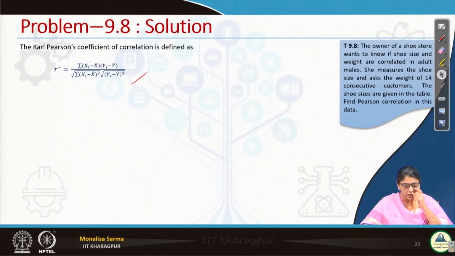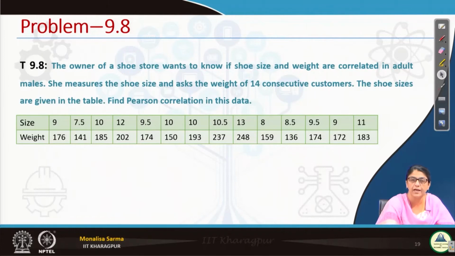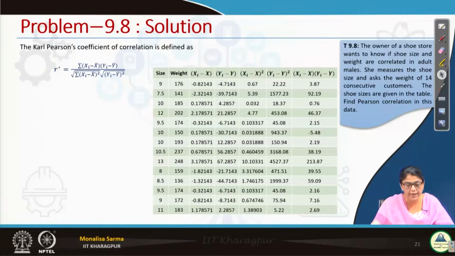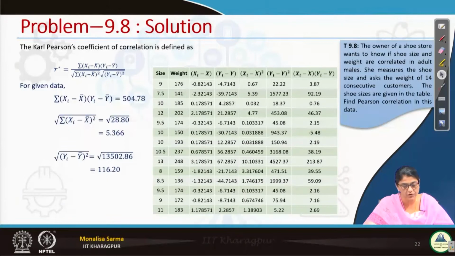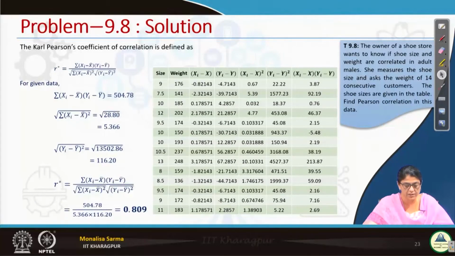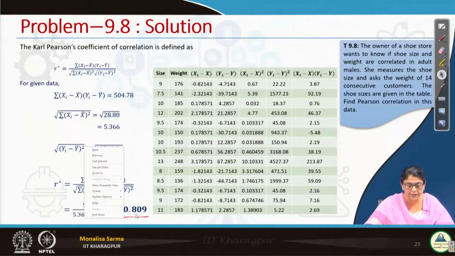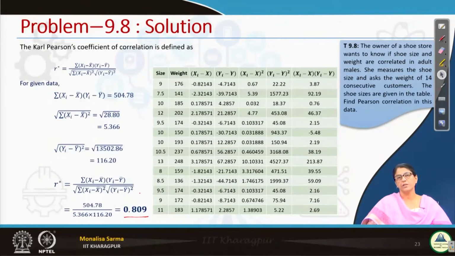Okay. So now what we need: xi and yi values from the table, and also x bar and y bar, that is the mean of x and mean of y. Just put it in the formula, you will get the r value. So this is the Pearson correlation coefficient, r, that is 0.809. Now see here, from this value, what can you tell, whether the correlation is strong or weak? This value is closer to 1, right? So that means it's a strong correlation.